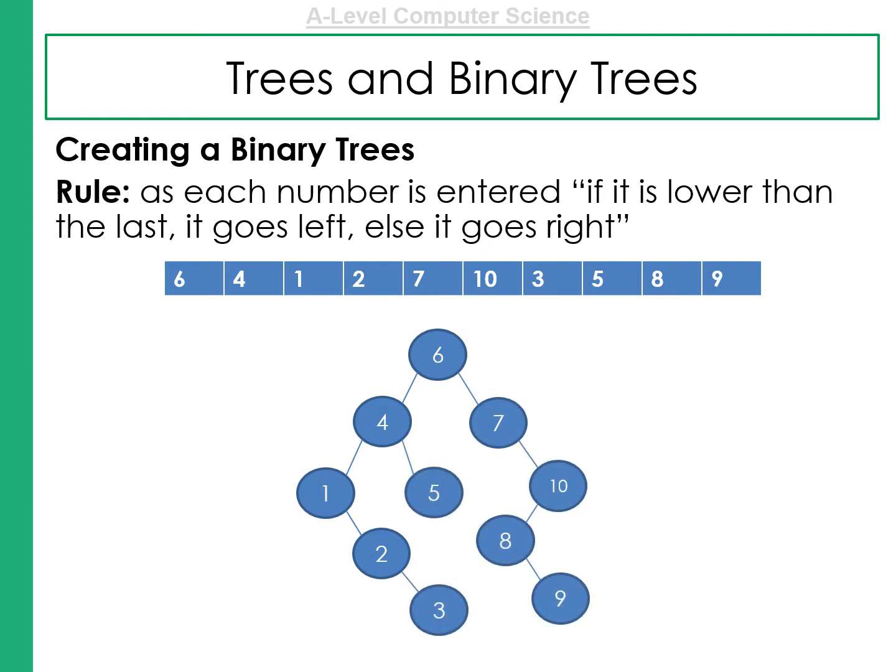Here's an example using this type of tree. You can see the rule. As each number is entered, if it is lower than the last, it goes to the left. Otherwise, it goes to the right. Here's our array. You can see our first value is 6, so this goes at the start of our array. We then move to 4. Well, 4 is lower than 6, so it goes on the left-hand side. 1 is lower than 6 and lower than 4, so it goes on the left-hand side of the 4. 2 is lower than 6, lower than 4, but higher than 1, so this goes on the right-hand side of value 1. And we continue in this mode until we end up with the tree that is shown on the screen.